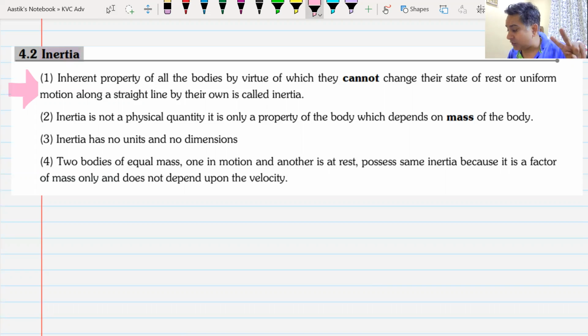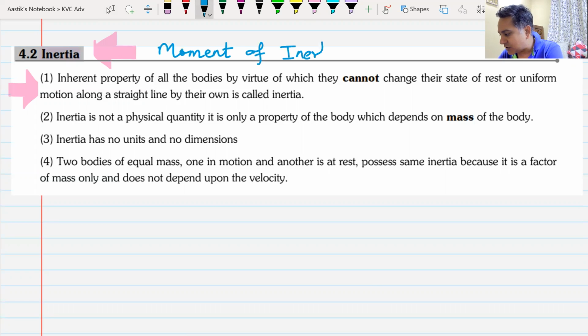There are two things that we are going to deal with. One is inertia. The second is moment of inertia. Do you understand the difference between them? This moment of inertia will come in the chapter on rotation. Have you heard this term, moment of inertia? Yes, sir. So right now we are going to understand inertia. After some time, we are going to understand moment of inertia. Inertia is a property by which the body cannot change its state of rest or state of uniform motion.